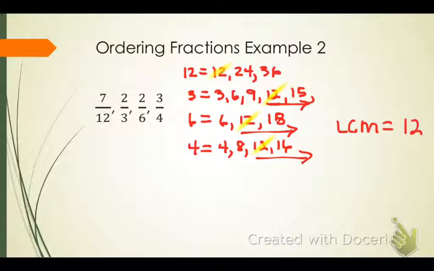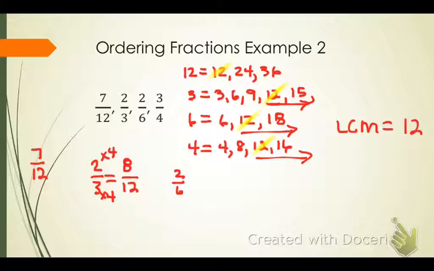Well, 7/12 is already 12s. So I'm going to leave that the way it is. I don't need to change it. It already has 12 as the common denominator. Alright, the next one, 2/3. Our new common denominator is 12. So what do we do to 3 to get to 12? We multiply it by 4. And we have to do the same thing to the top. So 4 times 2 is 8.